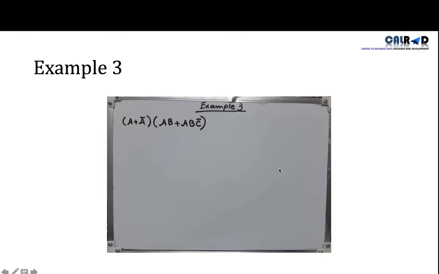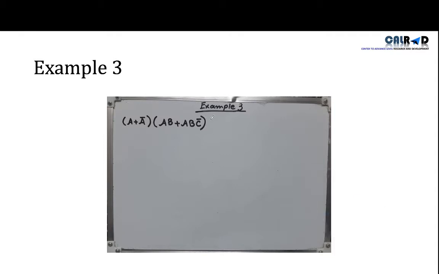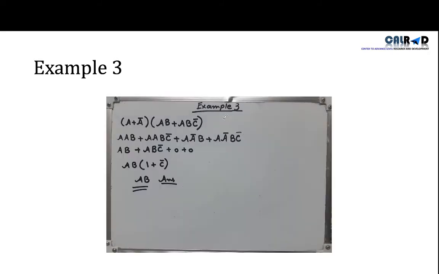Here an equation is given to us, and that is (a + a bar)(ab + abc bar). Now we have to simplify this equation.